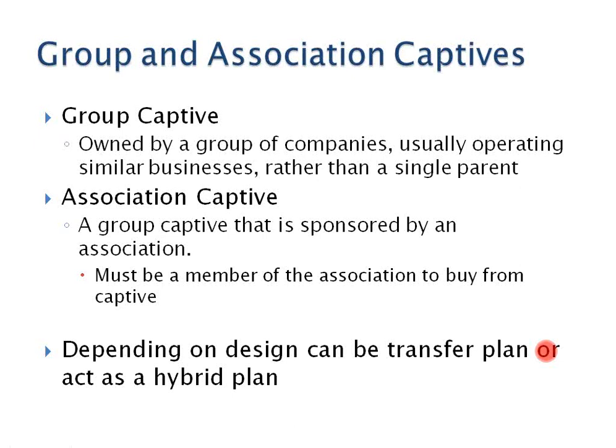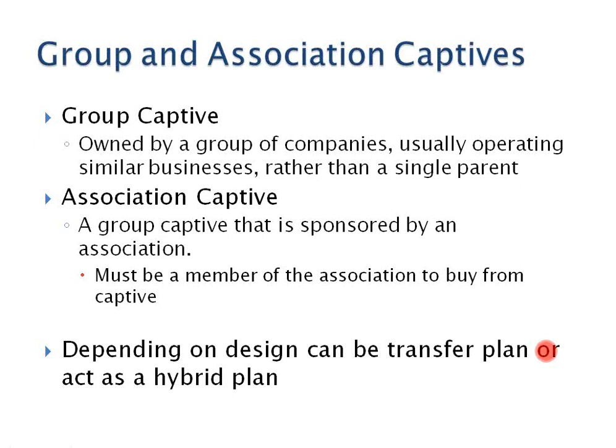More common, I would say, is an association captive, which is essentially the same idea. It is a group captive, but it's sponsored by an association. In order to actually buy insurance from that group captive, you must be a member of the association. So there's a pest control captive that's formed by a pest control association. In order to buy insurance, one, you're a pest control company, and you're a member of this pest control association. By that fact, now you can buy the insurance from this captive.